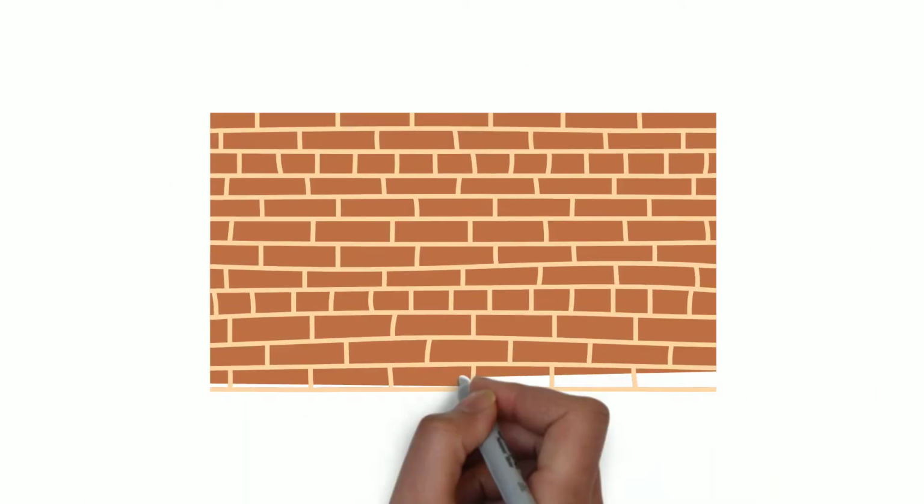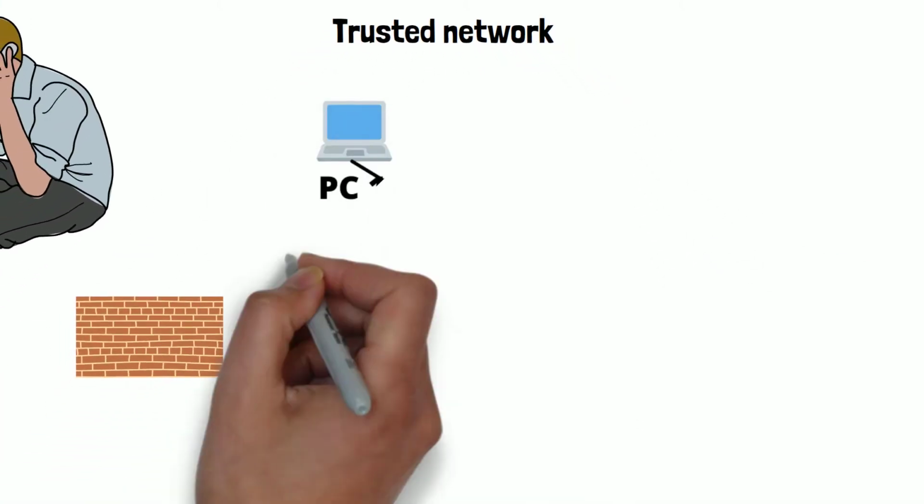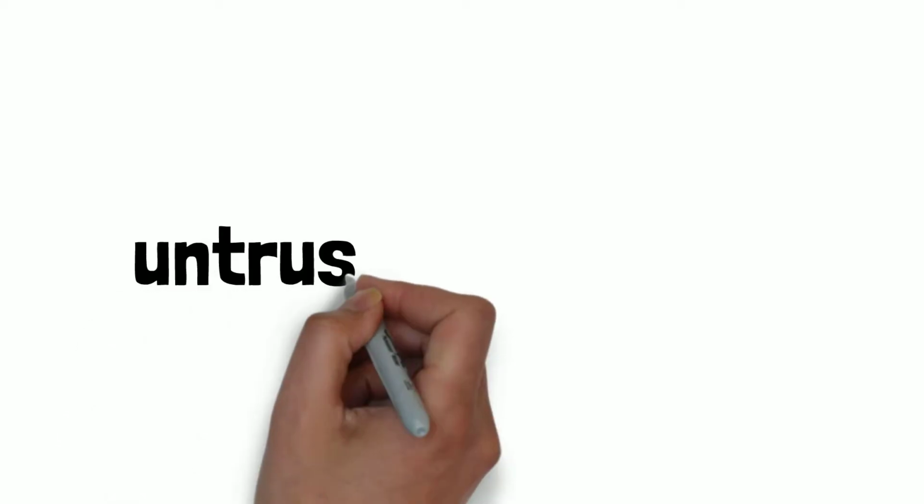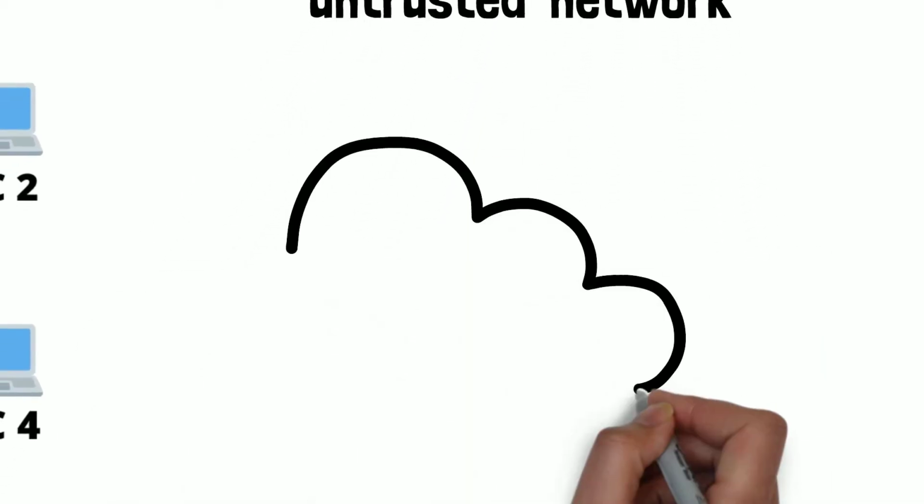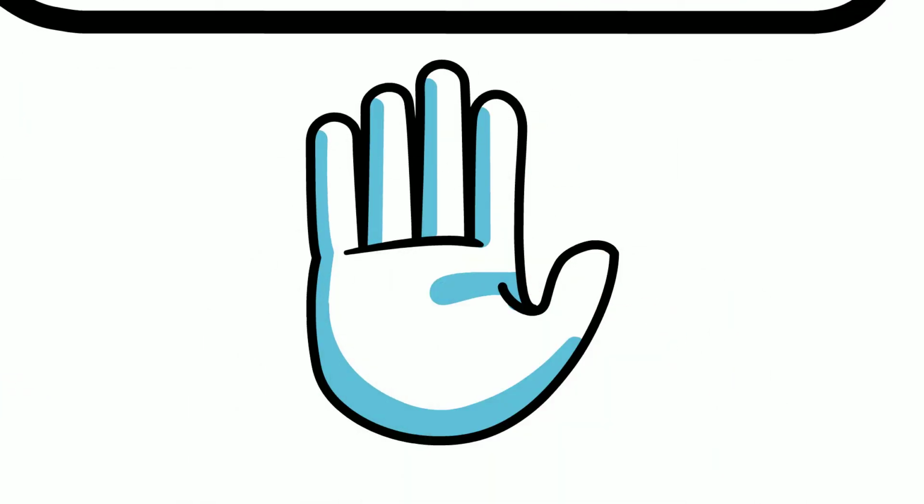A firewall divides a network into two categories. One is a trusted network and the other is an untrusted network. A trusted network is your local area network or LAN, and the untrusted network is the Internet or WAN. So, any malicious packet coming from the untrusted network will be blocked by the firewall.